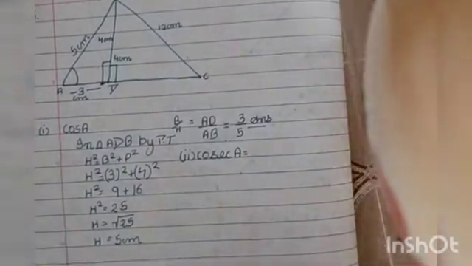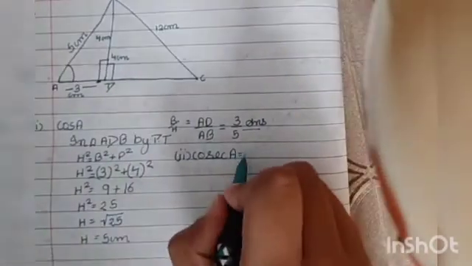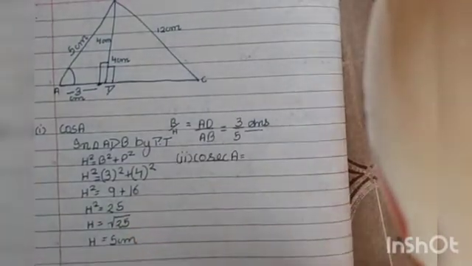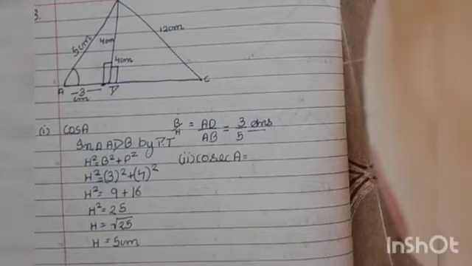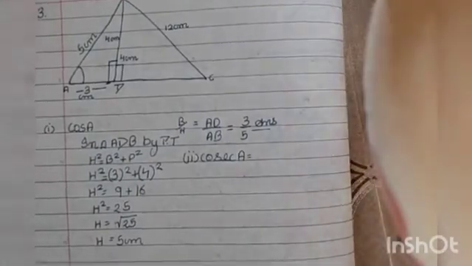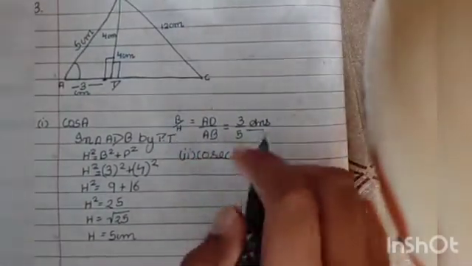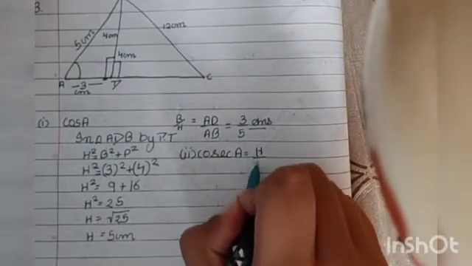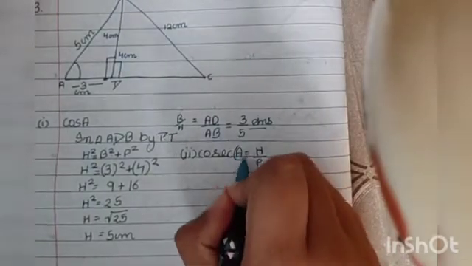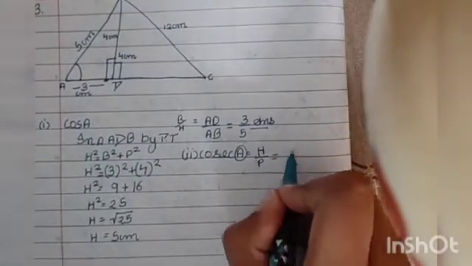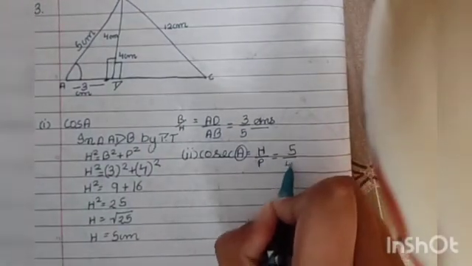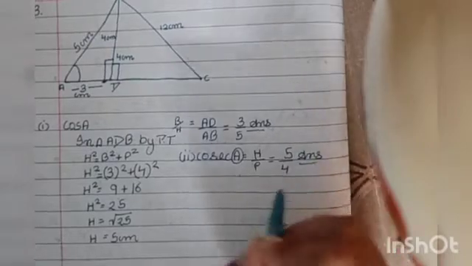So cosecant A is H upon P, the reciprocal of sine. Sine is P upon H, and the reciprocal of sine is cosecant, which is H upon P. So theta is in the same triangle ADB. Hypotenuse is 5 centimeter, perpendicular is 4, and that is the answer.